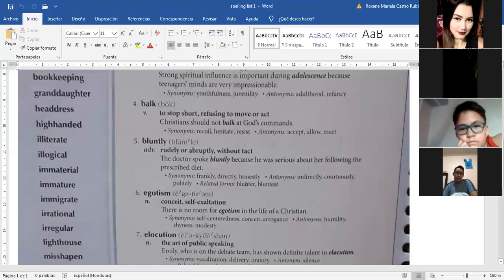Now number 5. Michael's wearing a fur-lined coat on a summer day was. Imagine that this person was wearing a fur-lined coat, a sweater, on a summer day. So it was. Tell me another word for saying ridiculous. Absurd. Absurd. Exactly.